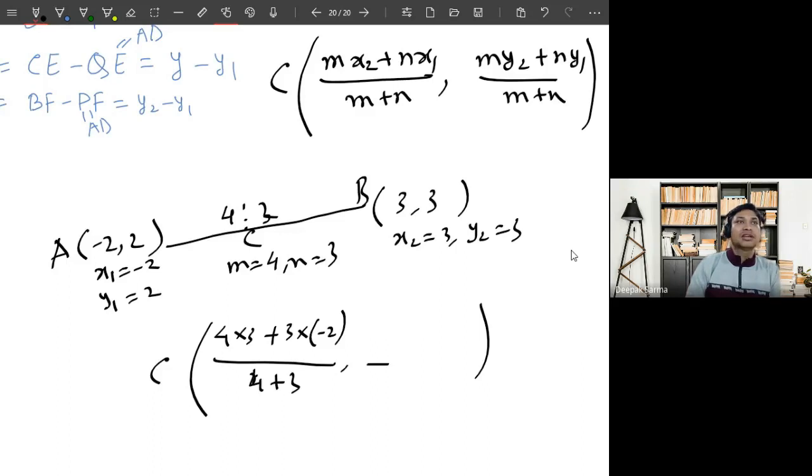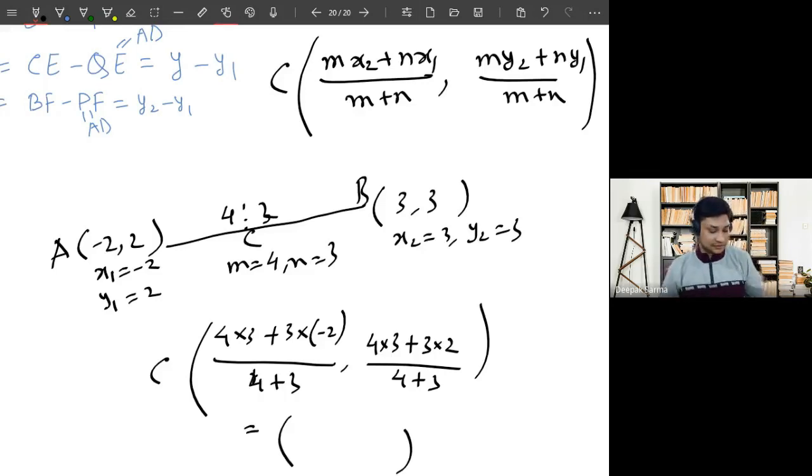Similarly, the y coordinate is m y2 plus n y1, by m plus n. What is m? m is 4. What is y2? It is 3. Plus n is 3, and what is y1? y1 is 2, by 4 plus 3. If you simplify, you will get 2 numbers. Whatever you get, that is the coordinate. Is it clear, all of you?